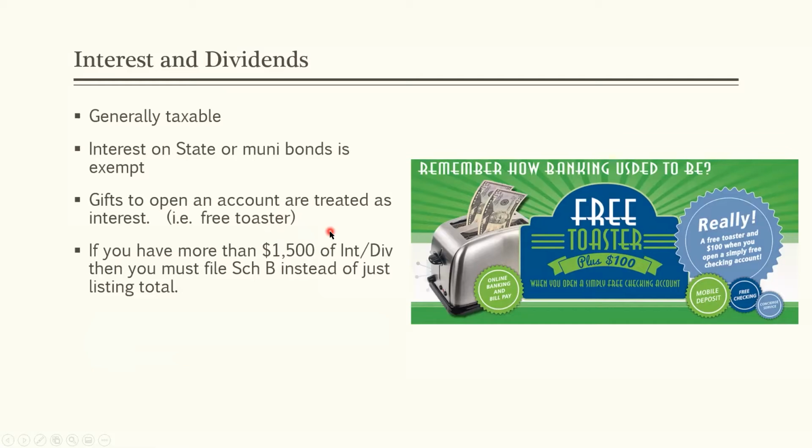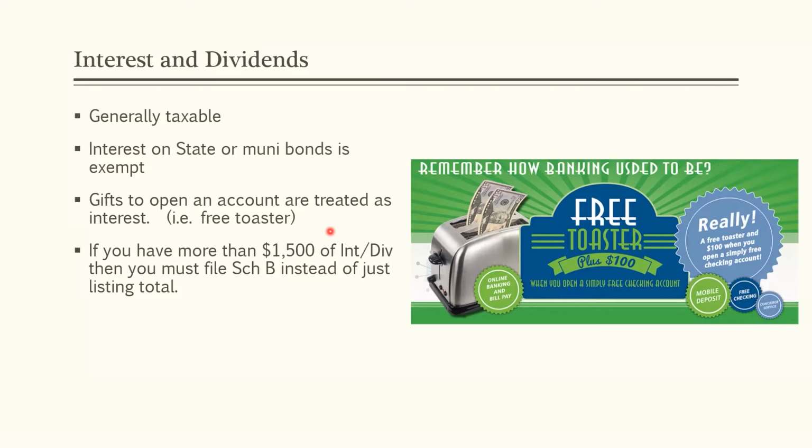And if you have more than $1,500 of interest, now this could be from one bank or it could be from 50 banks, it doesn't matter. If you have more than $1,500 of interest and dividends in 1 year, you must file a Schedule B instead of just listing the total. So we see this quite frequently, and it's not uncommon to list it all out separately. But if you only have about $1,000 of interest and dividends, then you just list it on the front of the Form 1040. But once you go over $1,500, then you attach a Schedule B. And a Schedule B is not a complicated form.